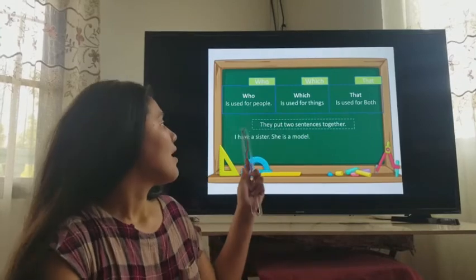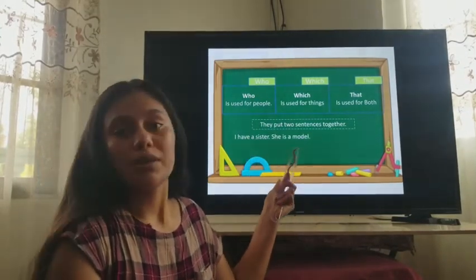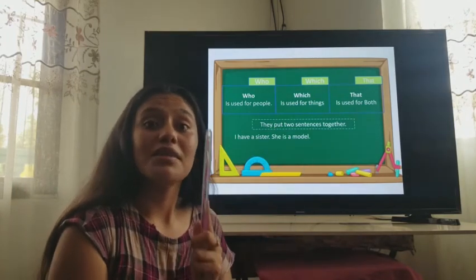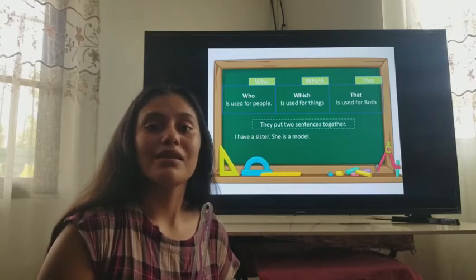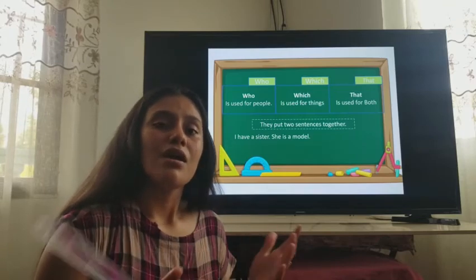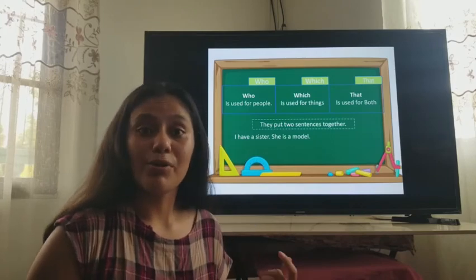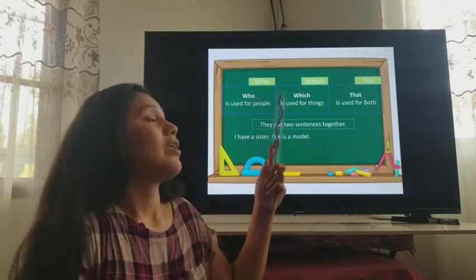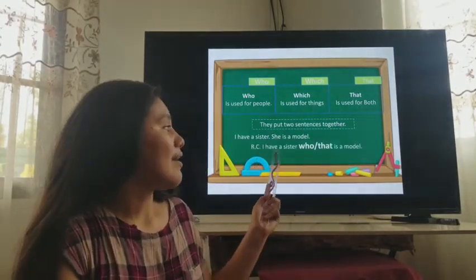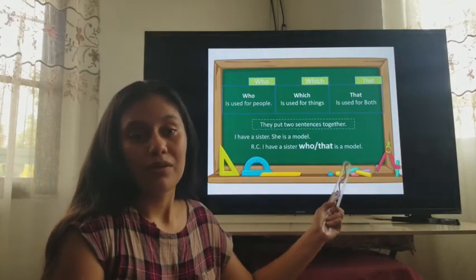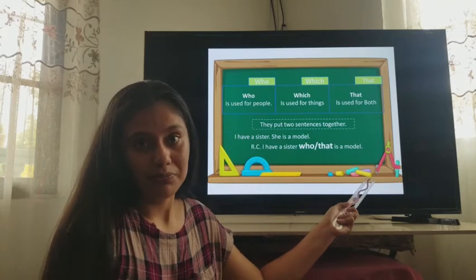For example, I have a sister. She is a model. These are 2 independent clauses, but they are the same person. So I can use a relative clause. In this case, which relative pronoun am I going to use? Sister is a person, so I can use who. And also I can use that. So the sentence is going to say, I have a sister who is a model. Or also I can say, I have a sister that is a model.